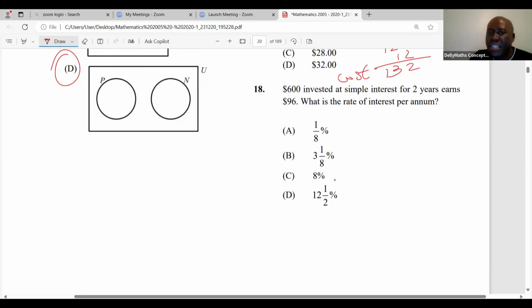So at number 18, it says 600 invested at simple interest for 2 years earns 96, right? What is the rate? Be advised that the formula for rate says that your interest times 100 over your principal times the time. In this context, we're talking about 600 times our interest, which is 96 over our principal. Oh, I wrote the wrong thing, right? Let me do this over. My interest is 96, right? So 96 times 100 over my principal, which is 600 times my time, which is 2.